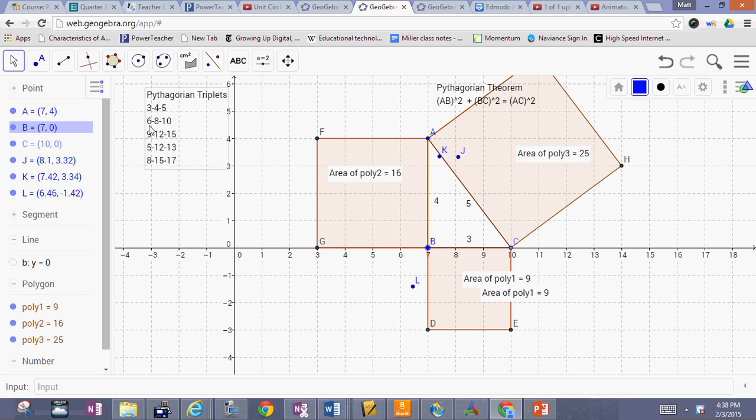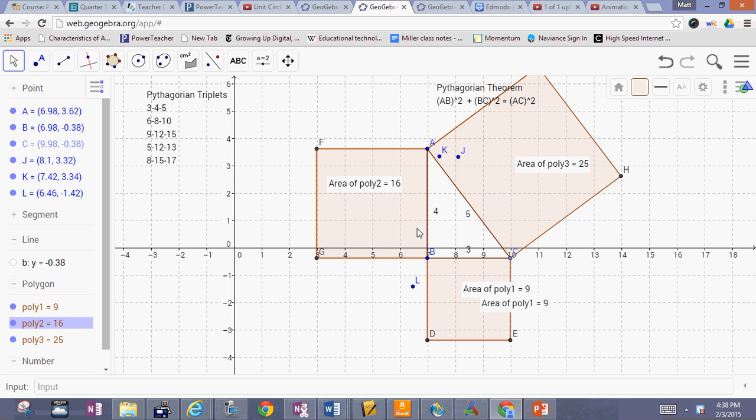In fact, the first three are easy to remember because they're all just multiples of each other. You got 3, 4, 5, then you double everything, 6, 8, 10, triple everything, 9, 12, 15. So that means I can have these sides of length 6 and 8, and sure enough, the hypotenuse would be of length 10.